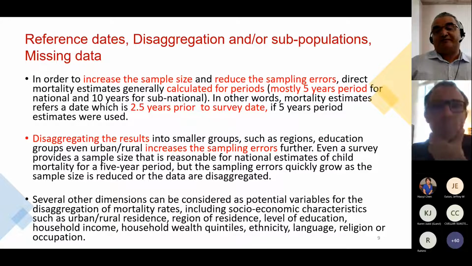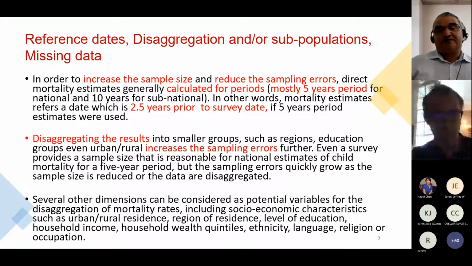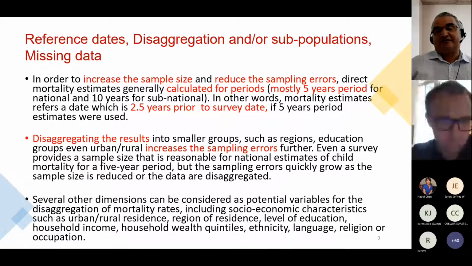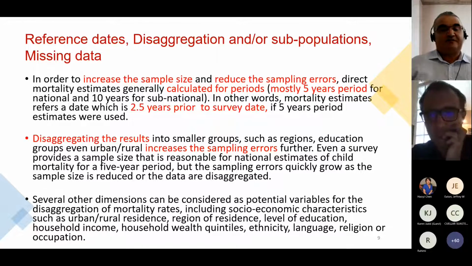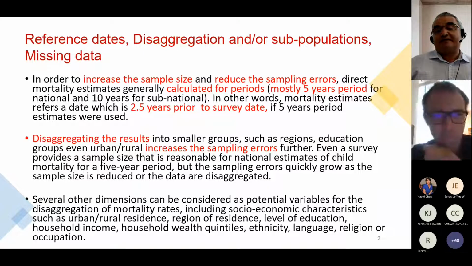What this 5 years means is that it refers to a date which is almost 2.5 years prior to the survey date. So if I am giving a 5-year period mortality estimate, I am referring almost 2.5 years back from the survey date. This is one point that we need to discuss with the estimates from the surveys. The other is that we are always focusing on subgroups of the disaggregated groups, such as regions, education, even urban, rural. We can have estimates, but this increases the sampling error.